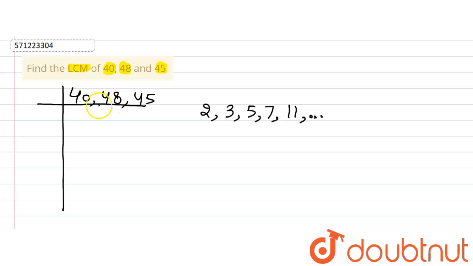So let's start. First of all, this 40, 48, and 45. So 40 and 48 are divisible by 2. So taking 2 here, now dividing 40 by 2, we will get 20. Dividing 48 by 2, we will get 24. 45 is not divisible by 2, so it will be written as it is.